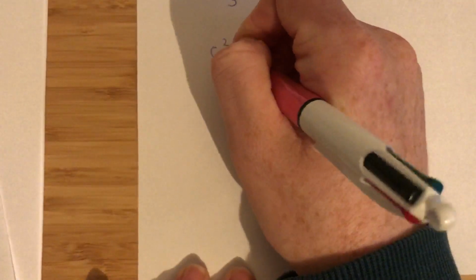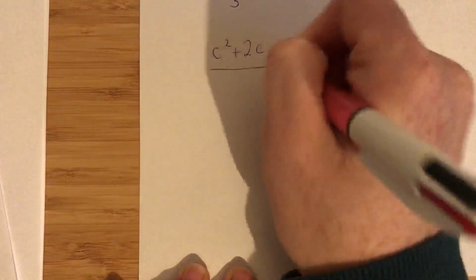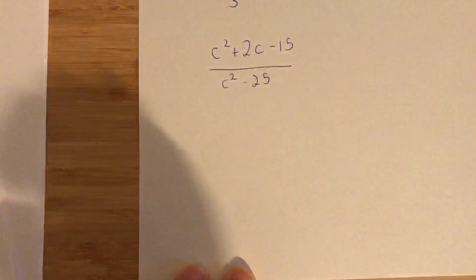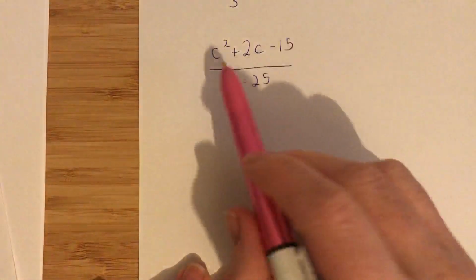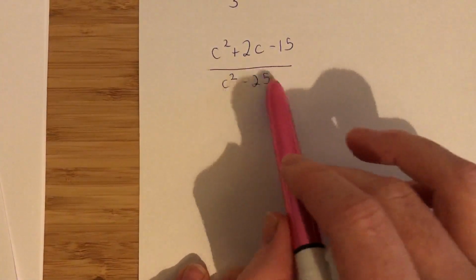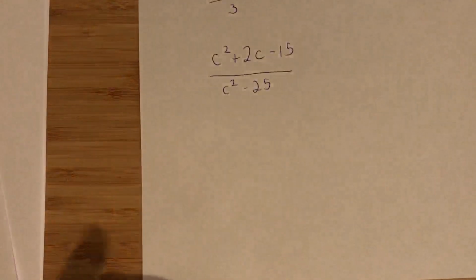This time I'm going to do c squared plus 2c minus 15 over c squared minus 25. So right now there's nothing we can cancel out. Just be really careful. We can only cancel out things that you can cancel out of each term or if it's a factor. So you can't start cancelling c's out until we've factorised here. Alright, so let's take the numerator.